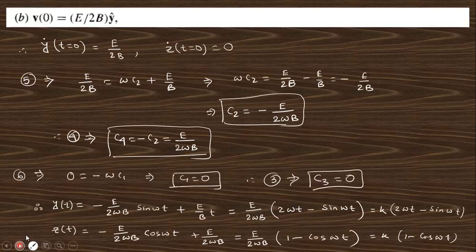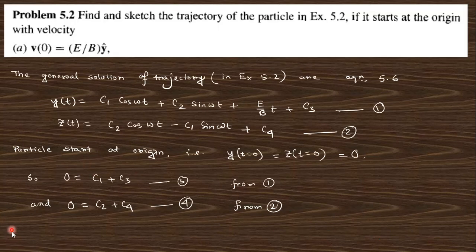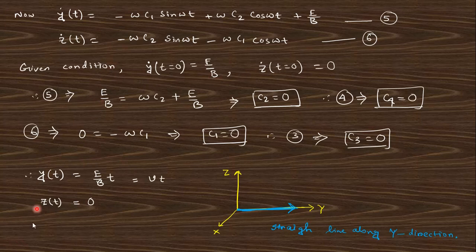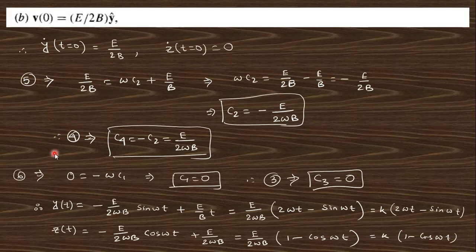Go to the next portion, that is velocity will be changed like that. At t equal to 0, velocity will be E by 2B y cap. This is the same thing, these equations are the same, but here these conditions are changed. So putting this condition here, putting this condition here, you will get the c2 value, then from there you will get the c4 value, and after putting this one you will get c1 as 0, so c3 is also 0.